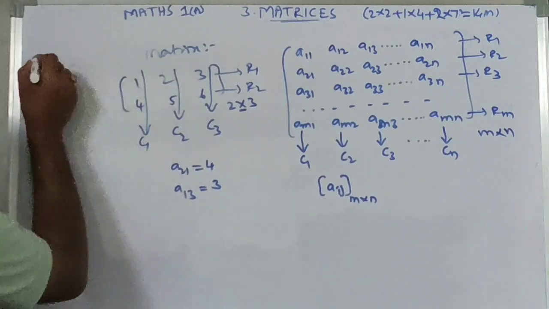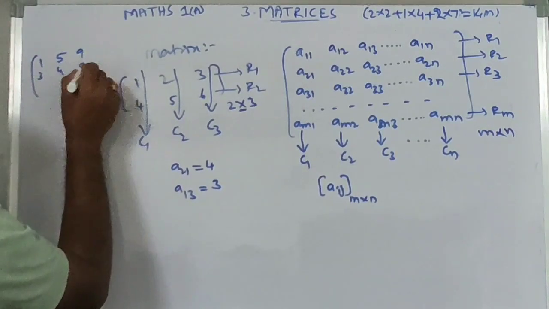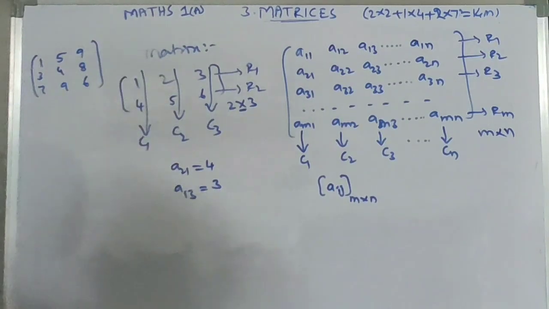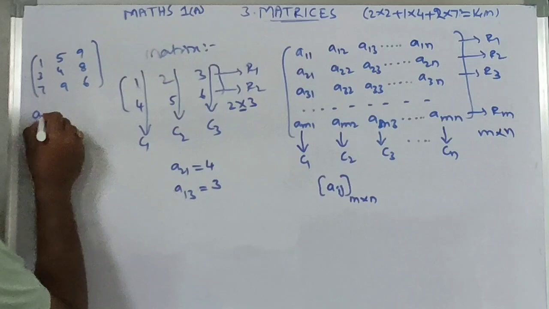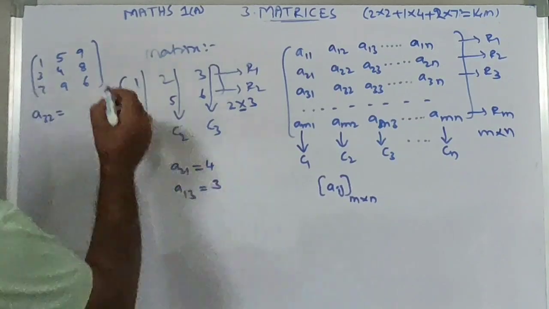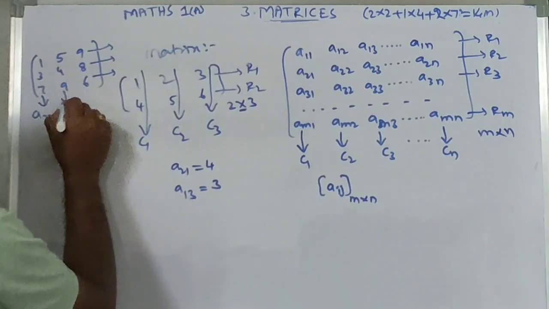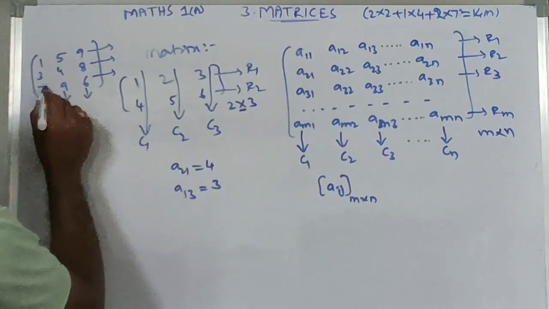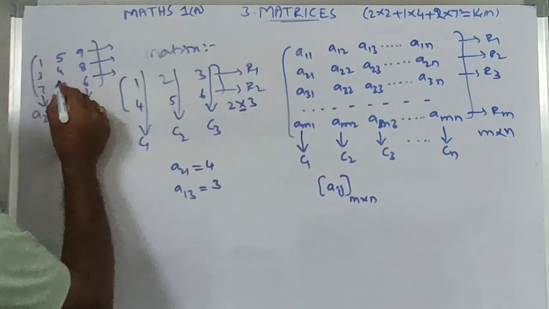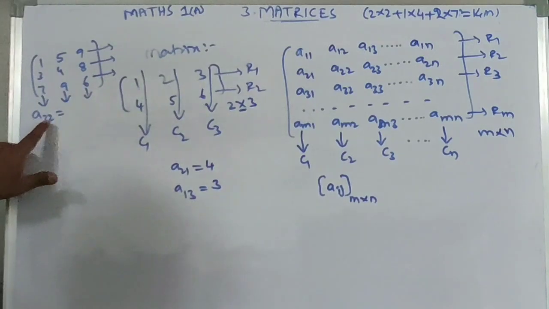So if I am taking some other matrix, 1, 5, 9, 3, 4, 8, 7, 9, 6 like this, I am taking A32 in this matrix. First, the order of this matrix: how many rows? First row, second row, third row. First column, second column, third column. So not only 7, 1, 3, entirely the first column; 5, 4, 9 entirely the second column. Okay, A32 is third row, second column.